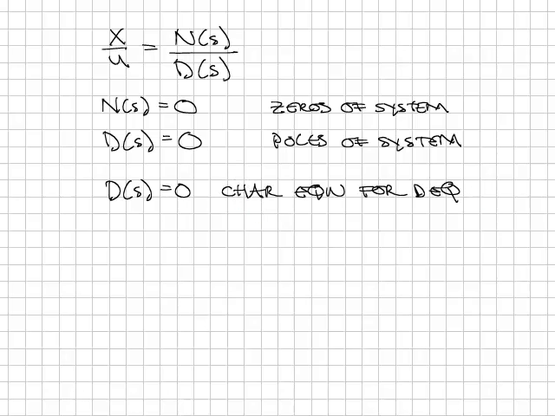Recall also that the roots of the characteristic equation, in this case now called the poles of the system, determine the transient response. So the poles of the system characterize the transient response of the system.